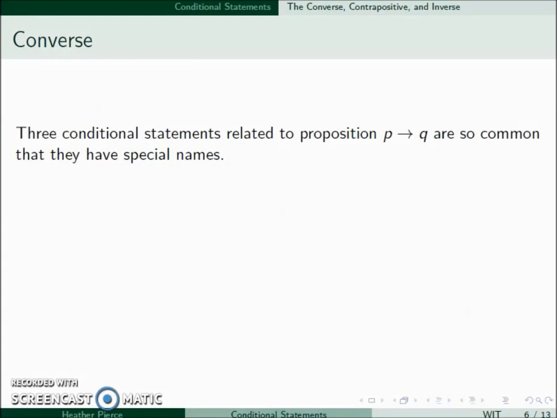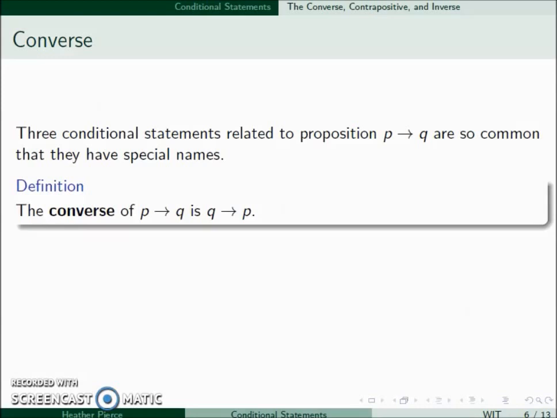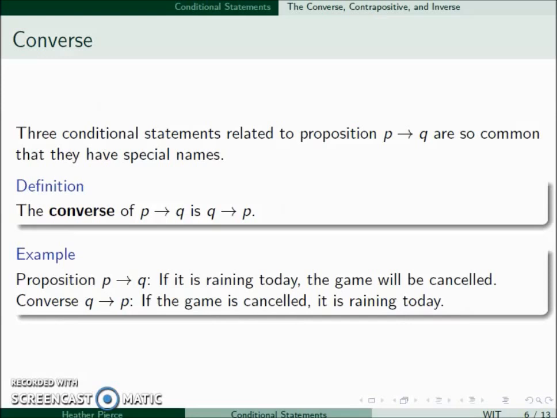There are three conditional statements related to this proposition that are so common that they actually have special names. The first one we'll look at is the converse. The converse of if P then Q is if Q then P, so it switches the hypothesis and the conclusion. For example, if we have the proposition, if it is raining today, the game will be canceled, the converse will be if the game is canceled, it is raining today.